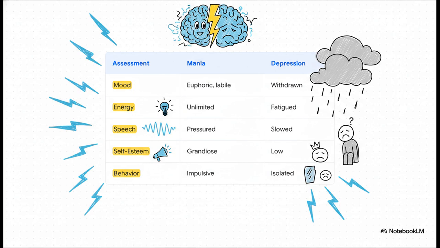And this chart, this is pure gold for studying. It lays out that contrast perfectly. Just look down the list. Mood, euphoric versus depressed. Energy, limitless versus completely wiped out. Speech, talking a mile a minute versus barely speaking at all. Self-esteem, feeling like a king versus feeling worthless. Seeing them lined up like this really helps you lock in those two very different clinical pictures.